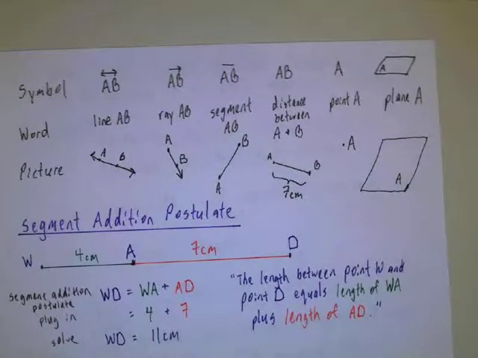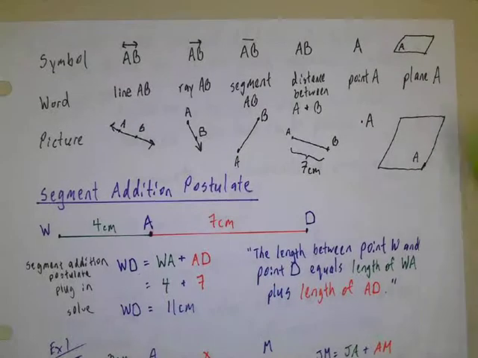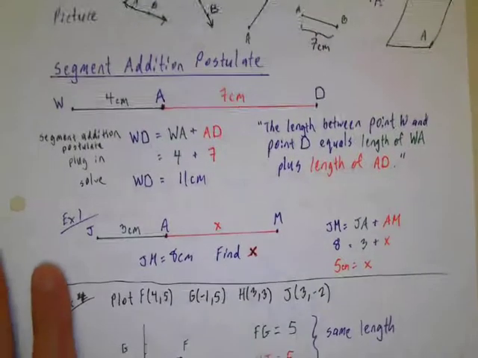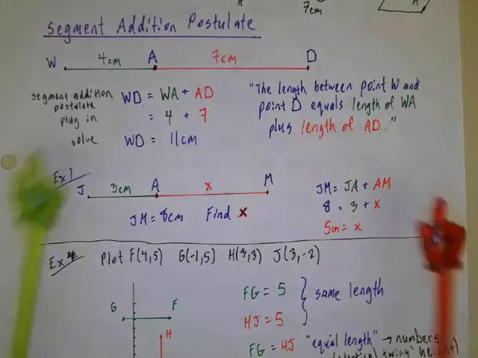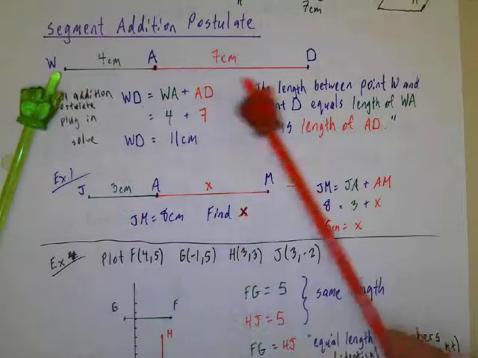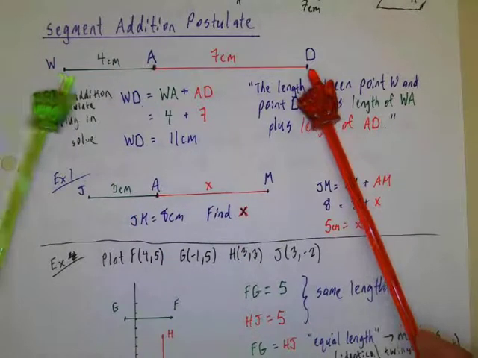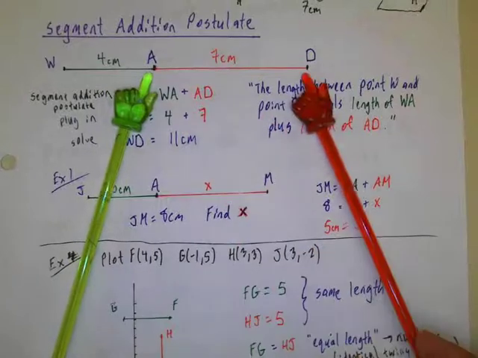We went over some vocabulary again. You've seen this in the first lesson or two. Then we got to the main crux of the lesson, which is the segment addition postulate. What segment addition postulate says is that if you have this length, WD, or this segment, that equals this green segment plus this red segment.